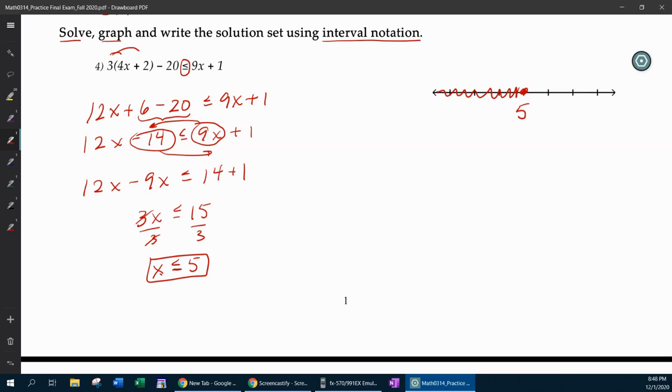Now for the interval notation, once you've got the shading, we can see that this shading is going to start on the left at negative infinity because it will shade forever to the left, but it will stop at 5, and we use a bracket because we used a solid dot. The bracket says up to 5 and including 5. And that's all 3 pieces done.